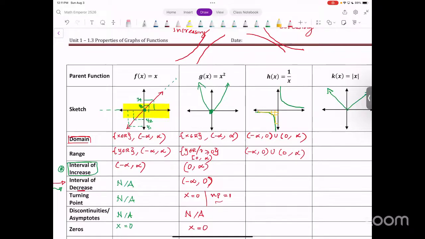Then this is my next y value, then my next y value. So left to right, we need to visualize the y value. If the y values are increasing, there's an increasing interval. If the y values are decreasing, there's a decreasing interval, right? So what is the increasing interval?